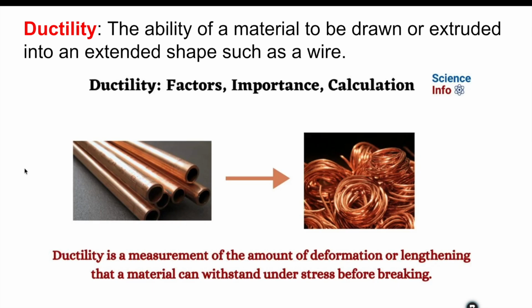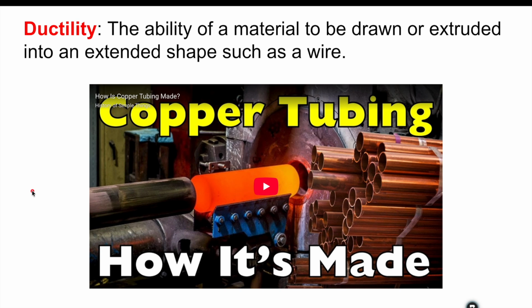Ductility is the ability of a material to be drawn or extruded into an extended shape, such as a wire. Copper is an example of this. Copper is extended into wires, of course, but also into tubes. This is a video that shows you how copper tubing is made, so please have a look at that.